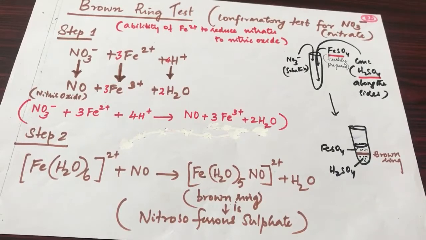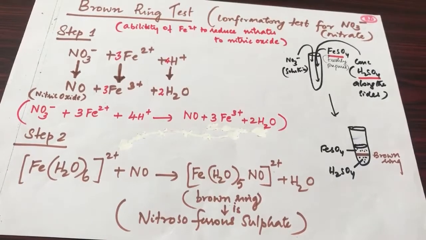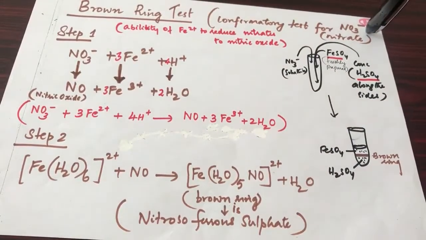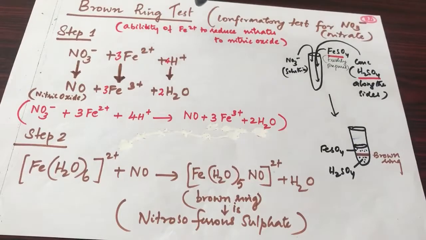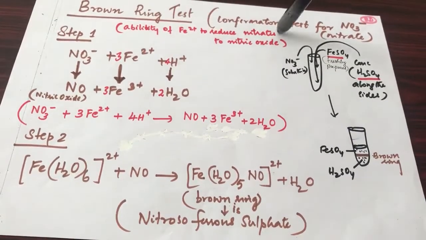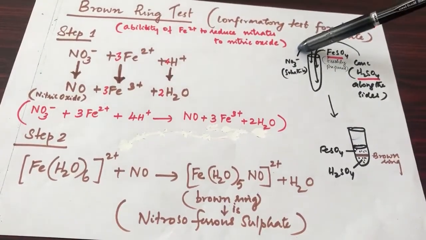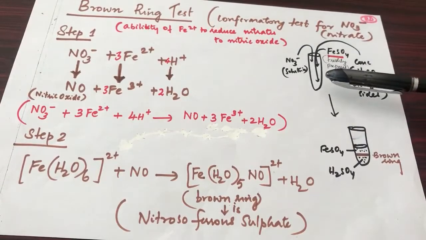Now this is the last one, that is the brown ring test. It's the confirmatory test, as you know, for NO3 minus, nitrate. So it is the ability of Fe2+ to reduce nitrates to nitric oxide. That's what we are studying here. You know the reaction, I hope.